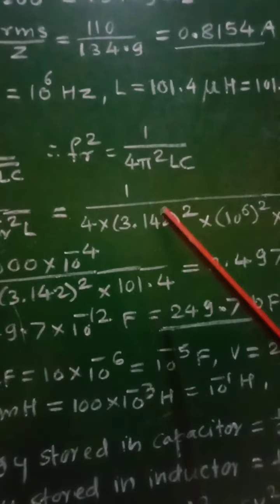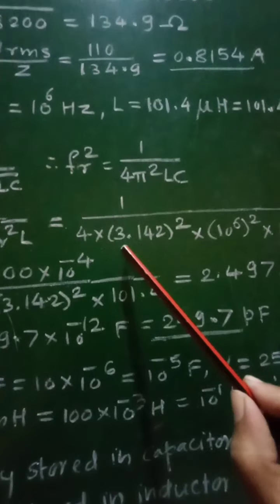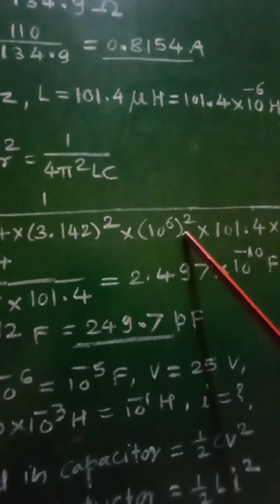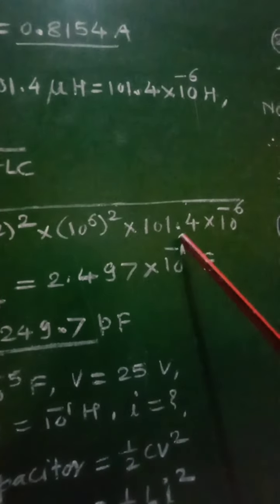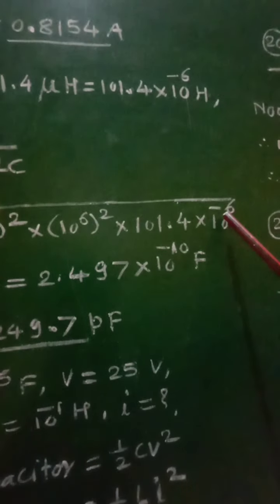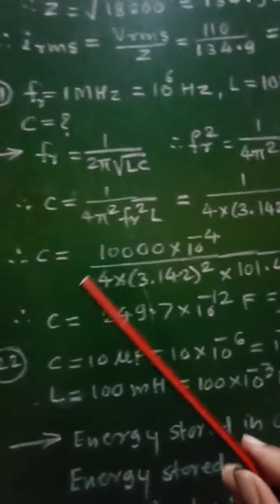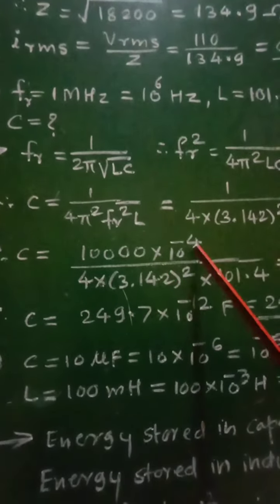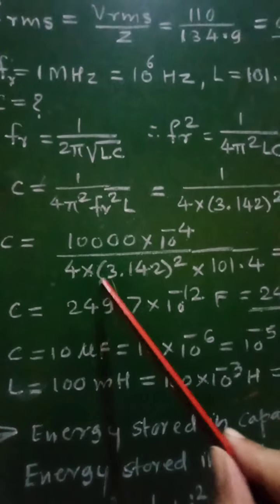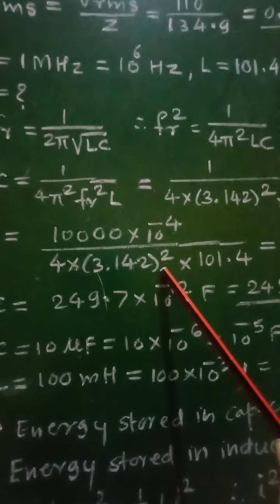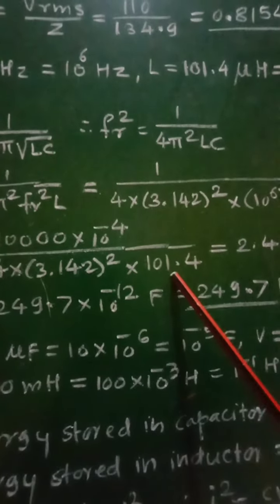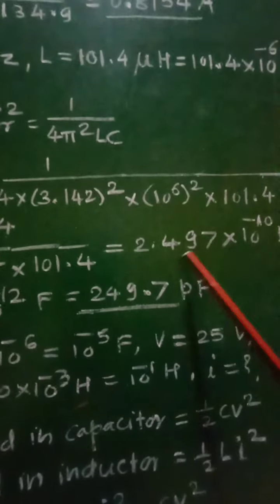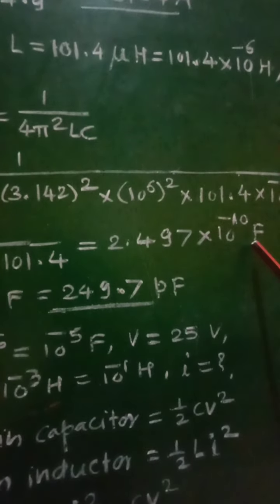Putting the values we will get 1 upon 4 into 3.142 square into 10 raised to 6 square into 101.4 into 10 raised to minus 6. Then simplifying it, we will get C is equal to 10,000 into 10 raised to minus 4 divided by 4 into 3.142 whole square into 101.4. Solving this, we get 2.497 into 10 raised to minus 10 farad.